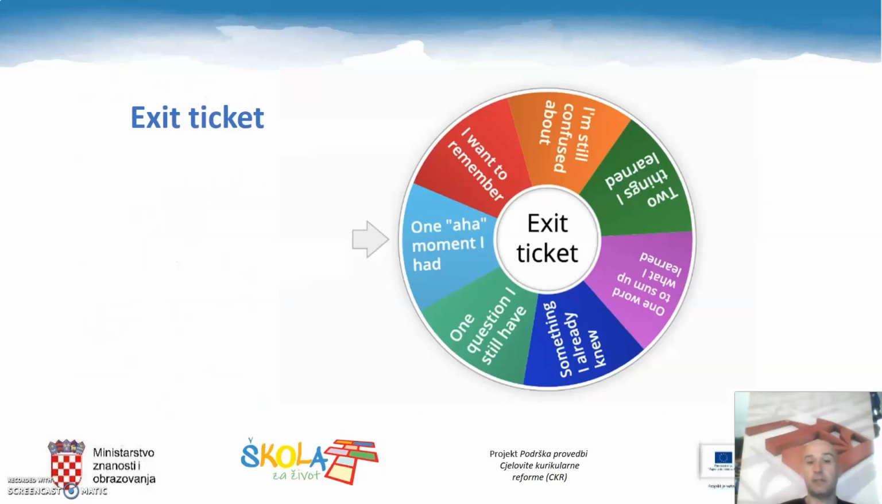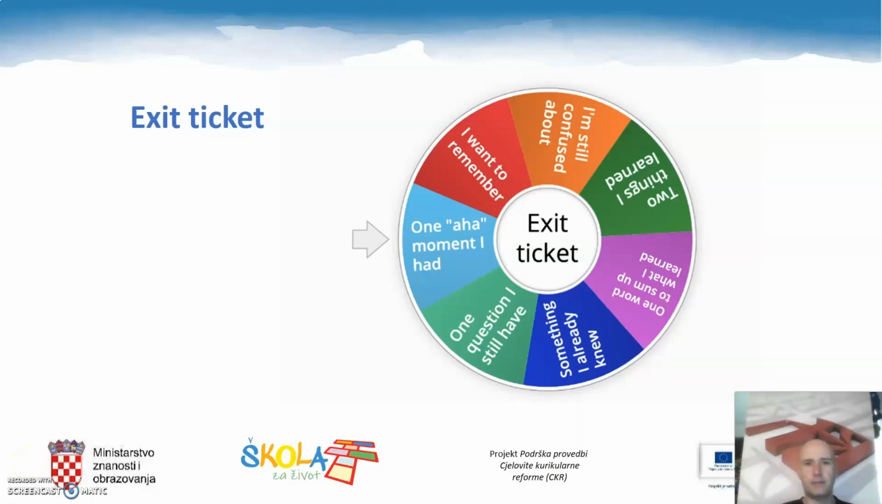And this brings us to the end of our second lesson on meat and environment. A little exit card. Try to think about this lesson. Are you still confused? Is there anything you want to remember? If you had an aha moment, if you have any questions, something you already know, what would be one word to sum up what you have learned? Are there more things that you have learned? So try to note these things down.